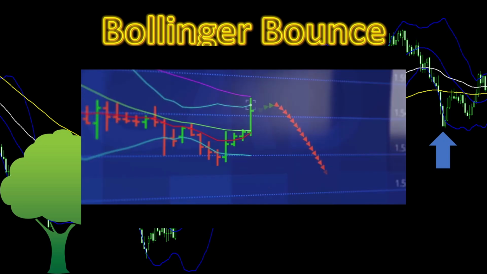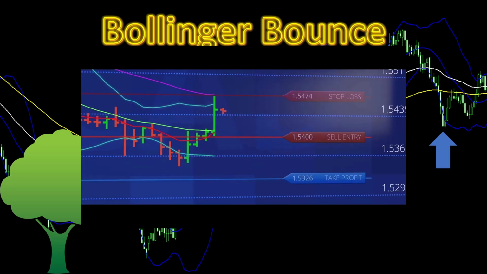We're then looking for the price to go outside the range of the Bollinger Bands. So if we're in an uptrend, looking for the price to go below the lower Bollinger Band. And if we're in a downtrend, we're looking for the price to go above the upper Bollinger Band. When either of those happens, we trade back towards the middle.